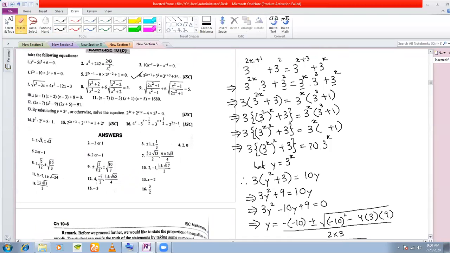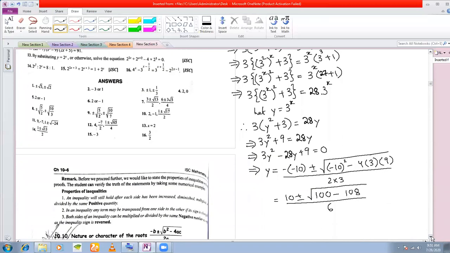27 plus 1 should be 28. And this should be 28. This will change. Okay, so let us change these first. 3 3s are 9, 9 3s are 27. And so this becomes 28, 28y. Okay, and so therefore now it can be factorized.